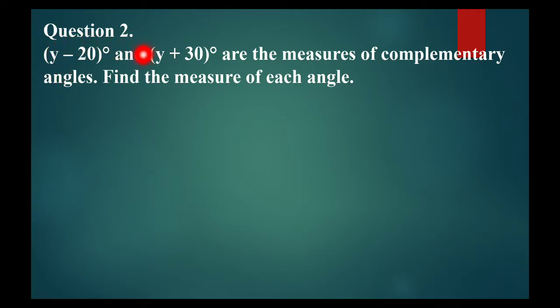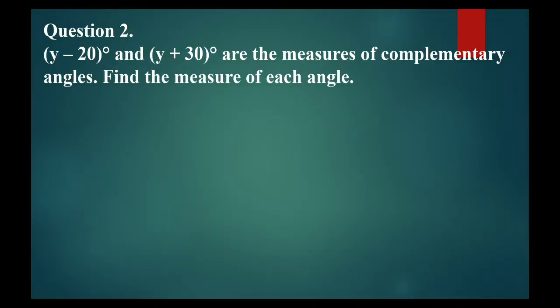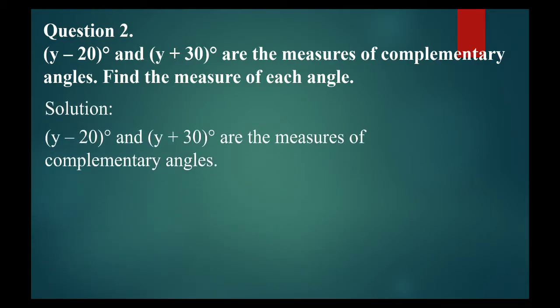Now question number 2. y minus 20 degrees and y plus 30 degrees are the measures of complementary angles. Both are the measures of the complementary angles. Find the measure of each angle. So we know that it is a complementary angle. So we have the addition of these two angles will be how much? 90 degrees. Now we will open the bracket, children.